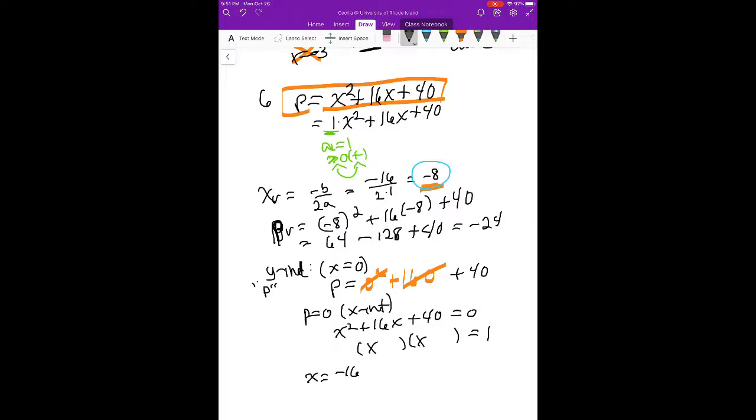So x is equal to negative b plus or minus the square root of 16 squared minus 4 times 1, a is 1, right? We already determined that, times c, which is 40, all over 2 times 1.